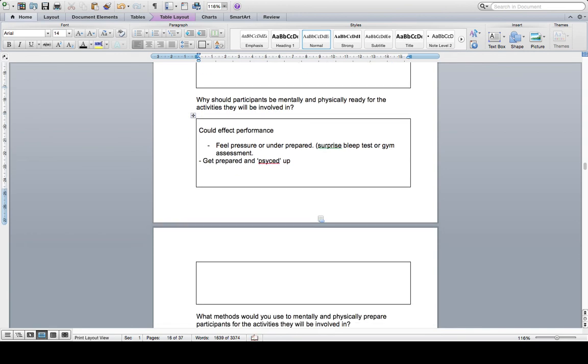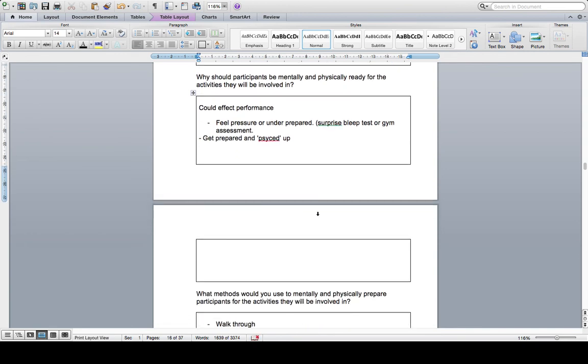Next up. Why should participants be mentally and physically ready for the activities that they will be involved in? Okay, so mentally, to abbreviate that, means right in the head, and physically means within the body. Are they physically ready? Is their body ready to carry out the activities which you're going to do?